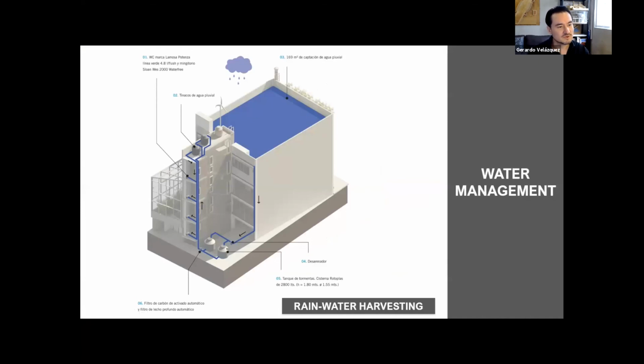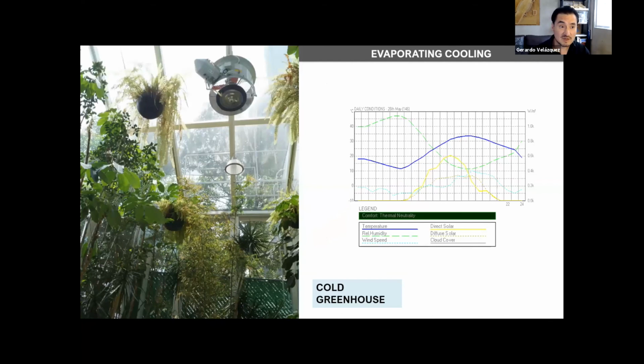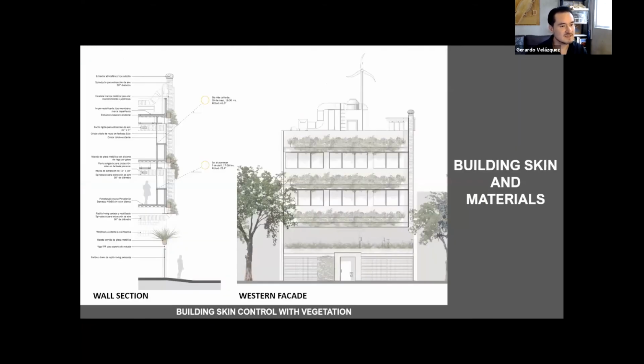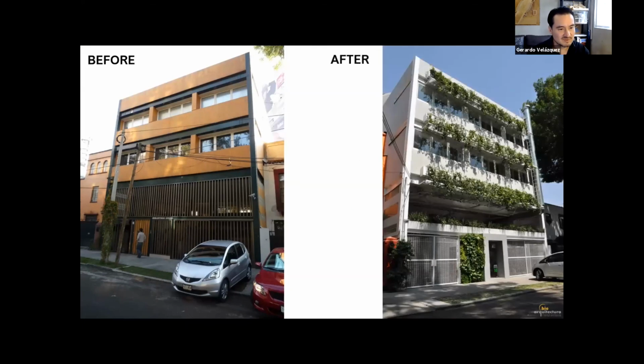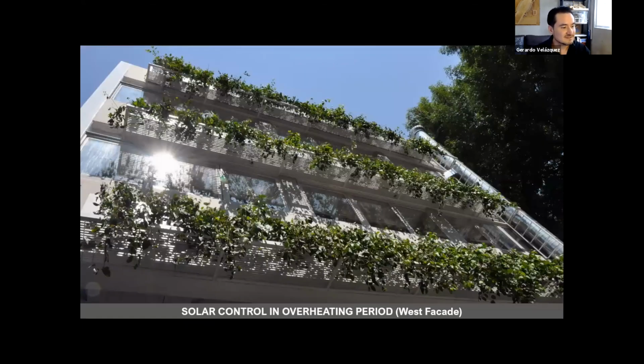In terms of water management, we harvested rainwater, and we use evaporative cooling for the cold greenhouse in the hot season. In terms of building skin and materials, we use vegetation to protect from the sun in the overheating period. So this is the before and after of the building, and it's interesting to notice how we control the solar radiation in the overheating time for the western facade only with vegetation.